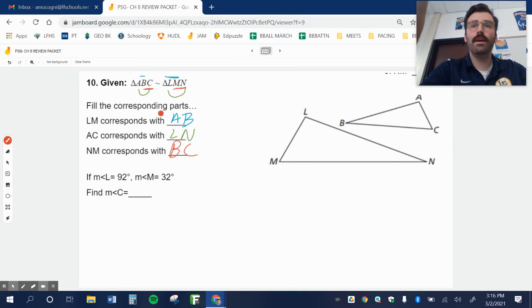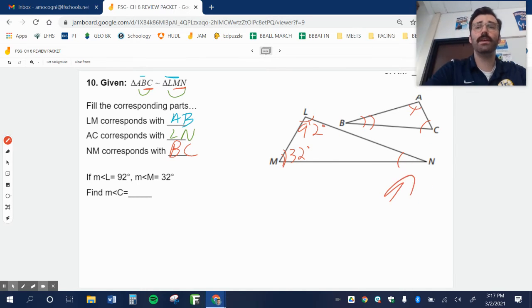Okay. Now it says the measure of angle L is 92. The measure of angle M is 32. Find the measure of angle C. Well, it probably tells me that because C corresponds with N. And M corresponds with angle B and A with angle L. Okay, because if you look at the orders of the letters, L is in the first position, so is A. M is in the second position, so is B. N and C are in the final position, so they have to be the same.